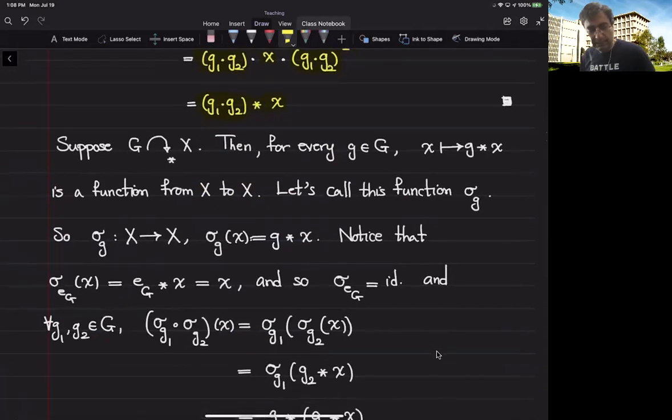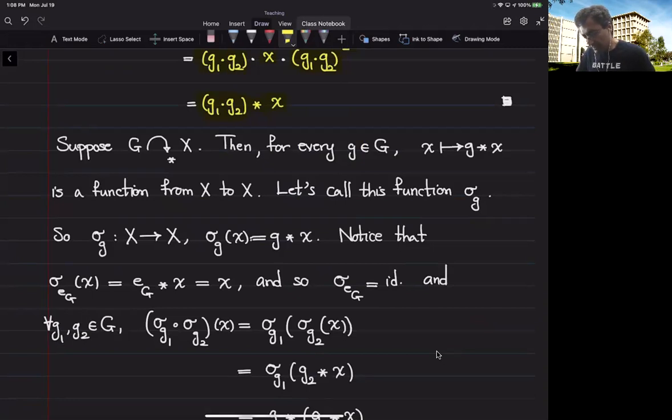Now, suppose that I have an action, G acts on X. Initially, when I wanted to motivate group action, I mentioned that it should permute elements of X, and this permutation should be compatible with the group operation. Let's make sense of this. Am I really getting a permutation?